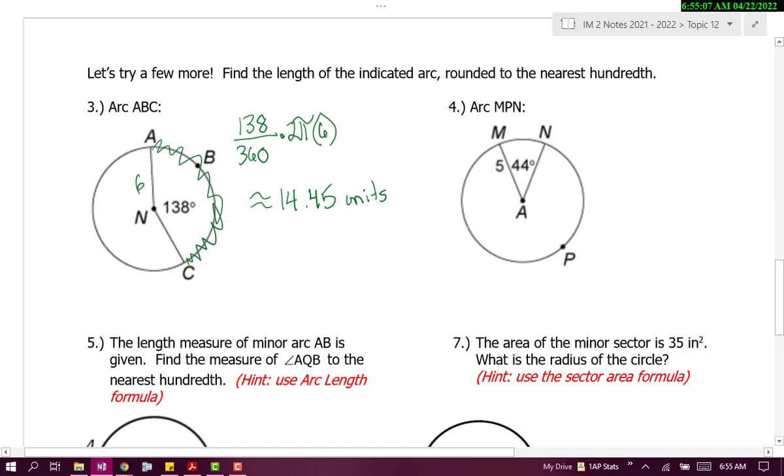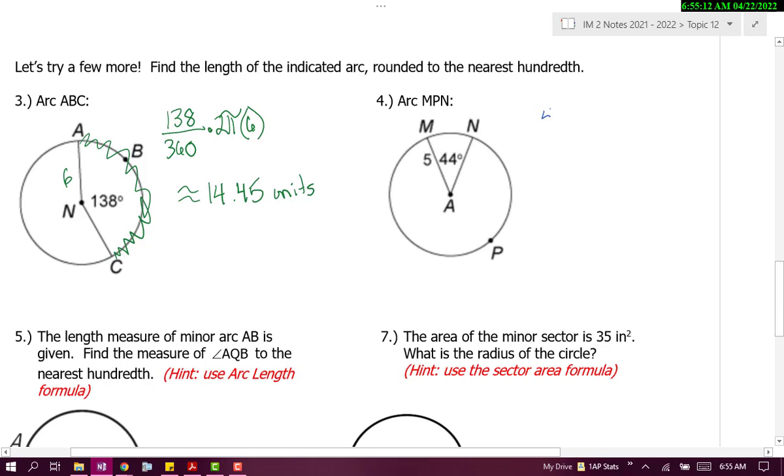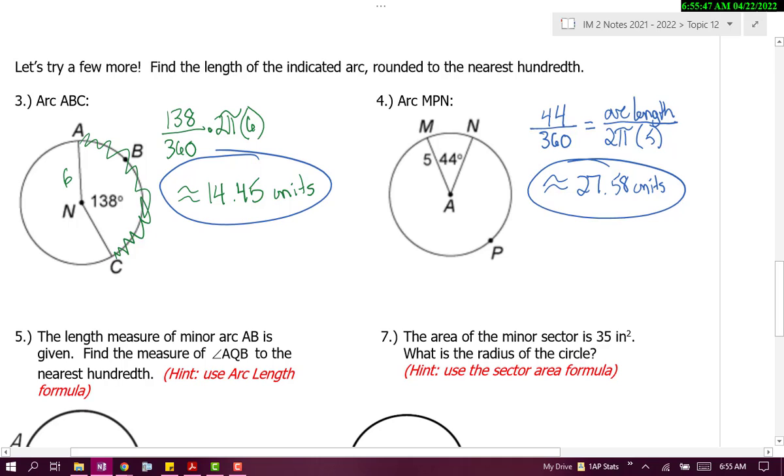Now, looking at number 4, same thing. We'll do the proportion way of looking at the formula. So it's 44 out of 360 equals the arc length, or x, over the circumference, so 2 pi r. So we cross multiply, we divide by 360, and we get approximately 27.58 units. So very similar to what we were doing before.